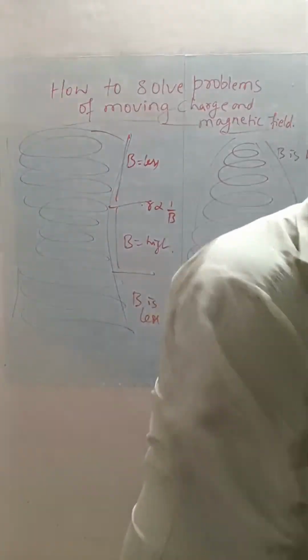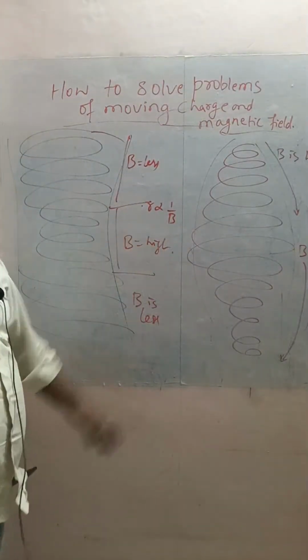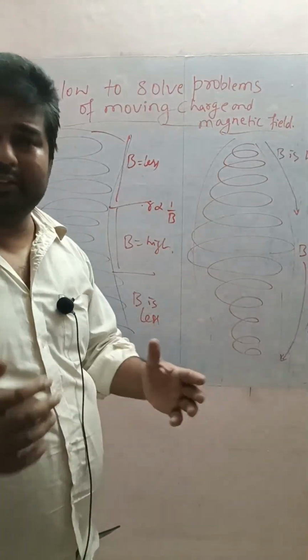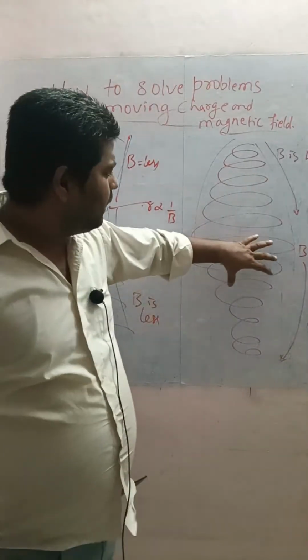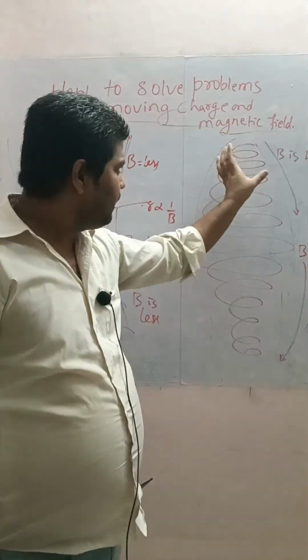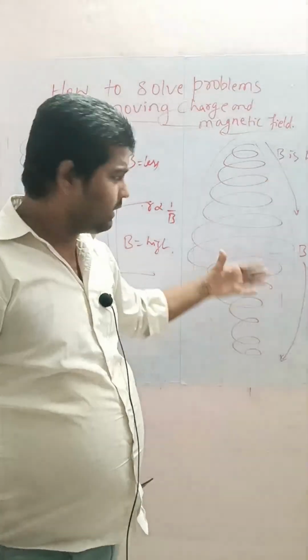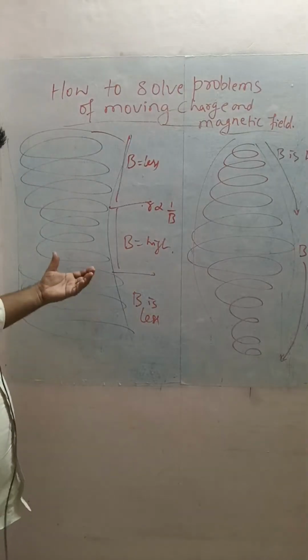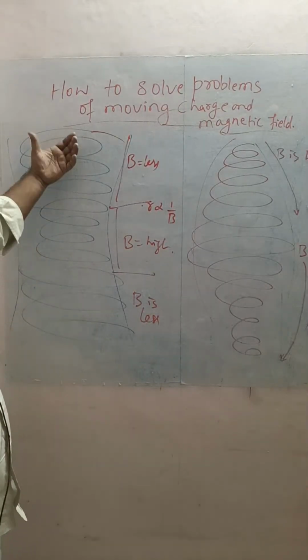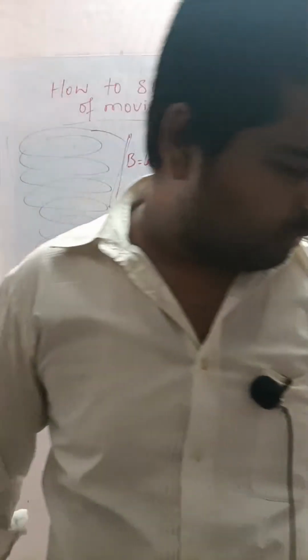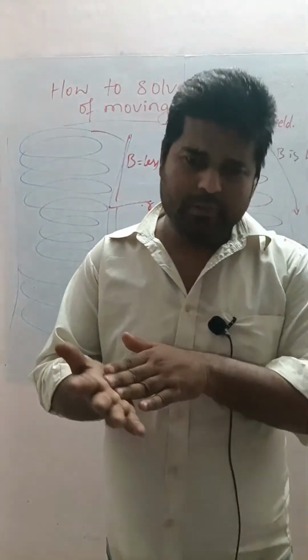So these are the pictorial diagrams, only qualitative analysis. For quantitative analysis, you need some extra theoretical concepts. Here the field is non-uniform: diverging at the center and converging at the ends. The radius is small at the ends and large at the center. B is high at the ends and less at the center. Here the radius is large at the ends and small at the center, meaning B is less at the ends and high at the center. So you can get most types of questions based on the calculation of force.